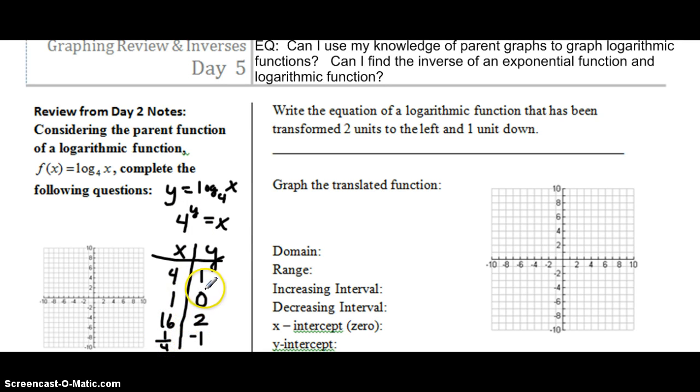And now we can use these to graph. I can plot these points and graph them so I can see what the parent function looks like. So I can plot 4, 1, 1, 0. 16 and 2 is pretty far off, but that'll help me draw my line and my function. And 1/4, -1 is in here, and then that helps you remember where my asymptote is. So remember, for my log function, the parent function's asymptote is x equals 0.